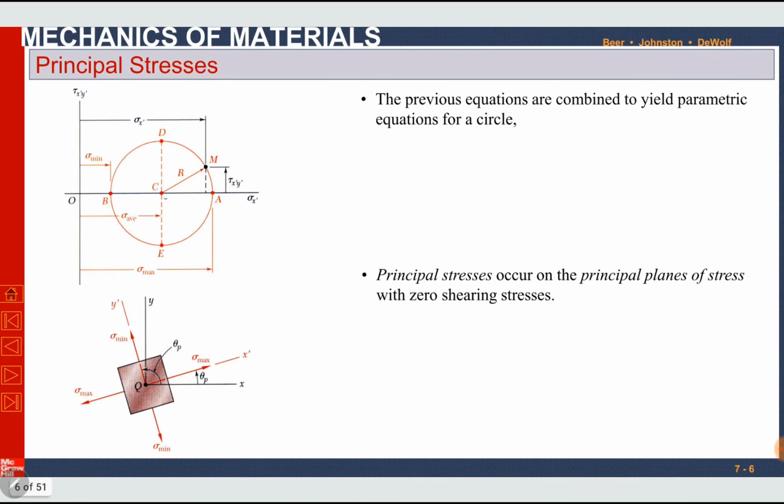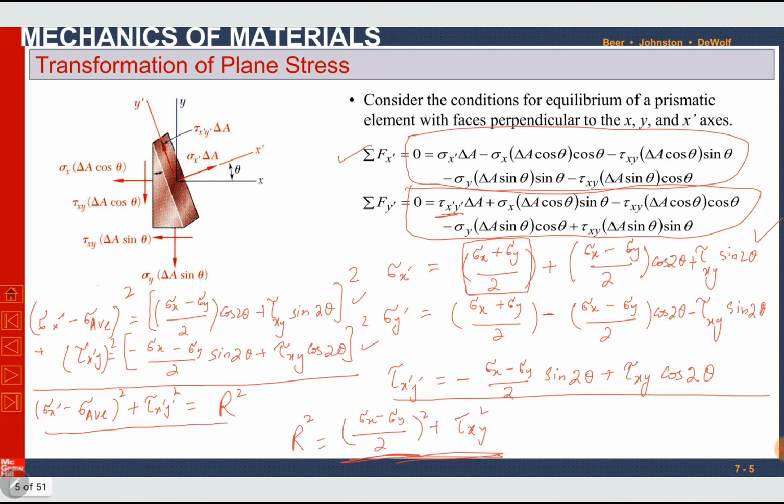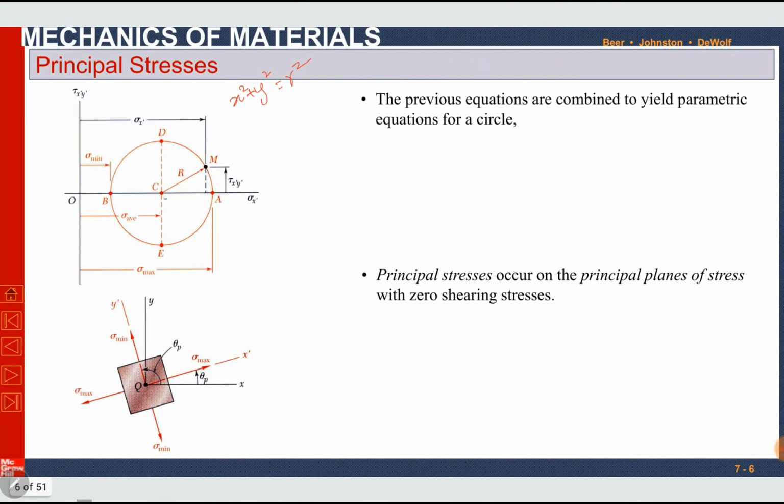Expression of circle is usually x square plus y square is equal to r square. X and y are two directions, two coordinate axes, two coordinate positions, and r is radius of the circle. So here we have two directions, sigma x dash, tau x dash y dash, r is radius of the circle, but here we have sigma x dash minus sigma average. In this expression we have center of the circle at 0, 0.